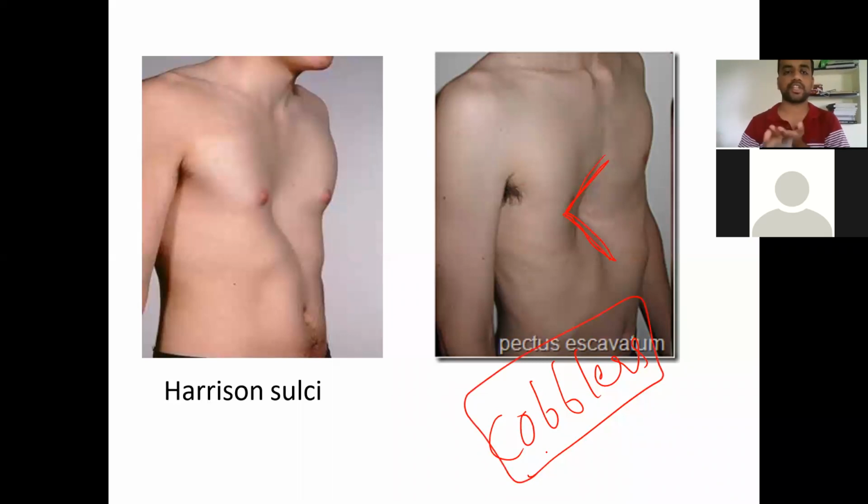So due to chronic pressure, it will be there. Then Harrison's sulcus, I think they have put the wrong image. Actually, it should be like, it's not the one. It is the same only, pectus excavatum. Here you are going to have a groove-like thing, which is indrawing of the chest over the ribs. You are going to have an indentation. That is Harrison's sulcus. This is the wrong image actually.